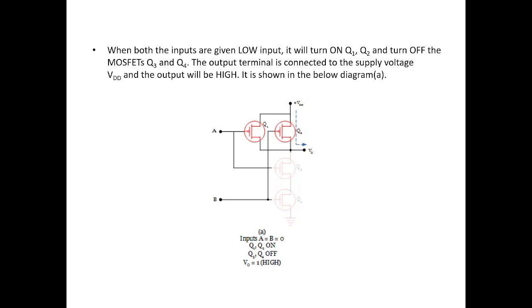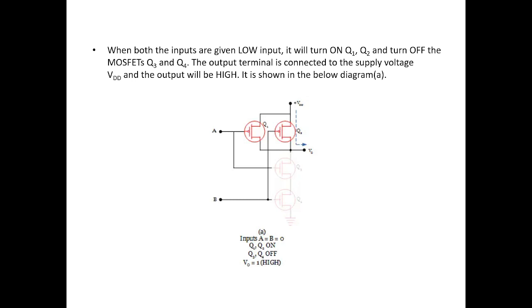For example, when both the inputs are given low input, it will turn on the devices Q1 and Q2, and the MOSFETs Q3 and Q4 will turn off. So, the output terminal is connected to the supply voltage VDD, and so the output will be held high.